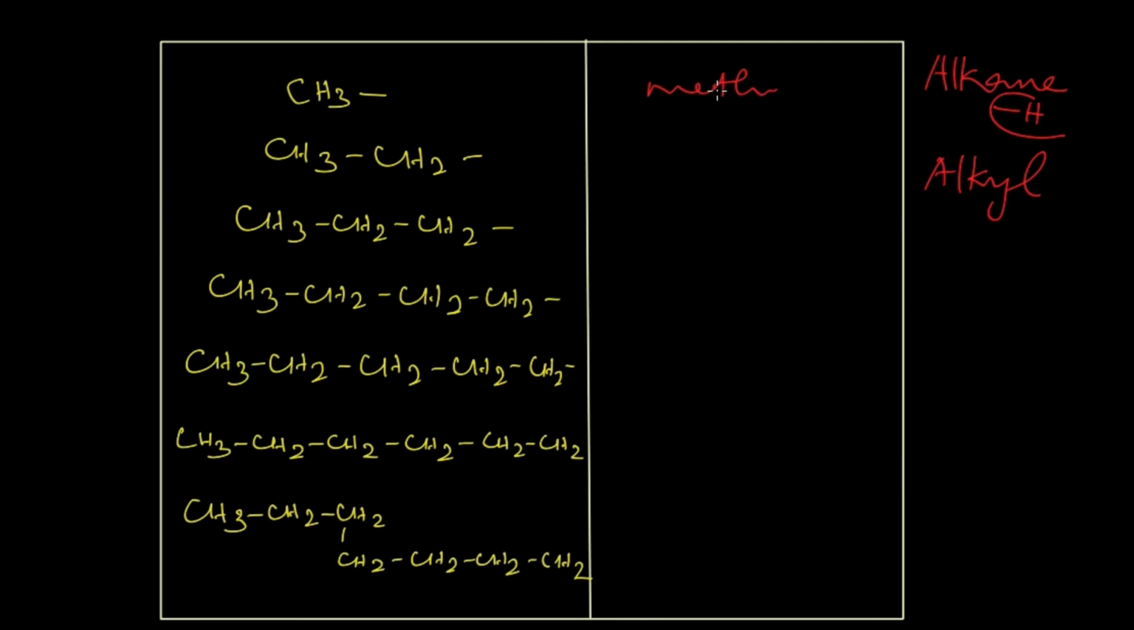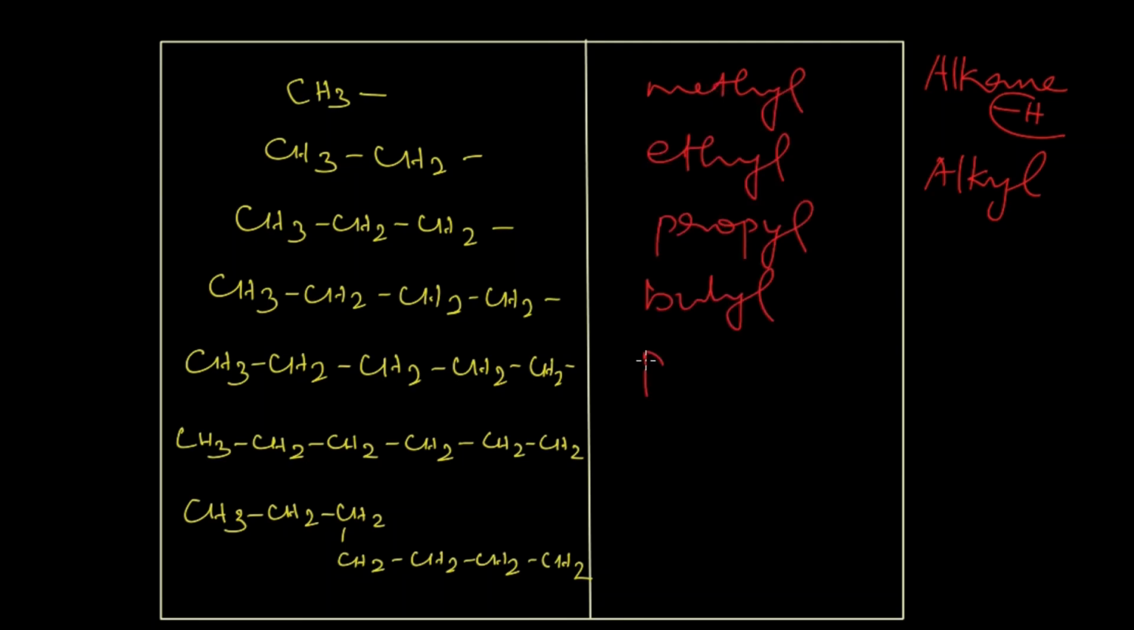Here we are removing one hydrogen from ethane, so we get ethyl, CH3CH2 with a single bond. Here this is CH3CH2CH2 with a single bond. This is called propyl. There are 4 carbons and 1 hydrogen missing from butane, so it is called butyl. From pentane we remove 1 hydrogen, we get pentyl. From hexane, hexyl. Here 7 carbons are there, that is heptyl. We get it from heptane. This will be useful in naming the hydrocarbons.